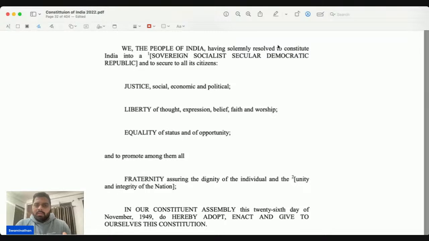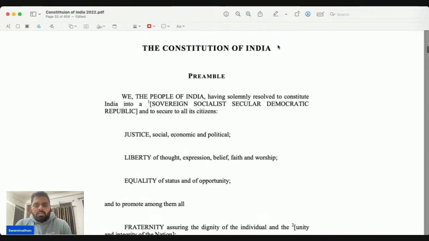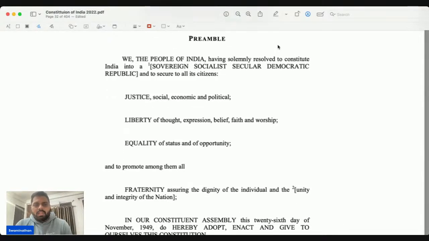Hardly 80, 81 words, the preamble. And if it is giving you one question, and simply by spending a minute or two here, if you are able to get one or two right questions in your examination, then what harm is there, right? So there are two or three kinds of questions you can expect from the preamble. They would be asking the meanings of key terms like sovereign, socialist, secular, democratic, republic.